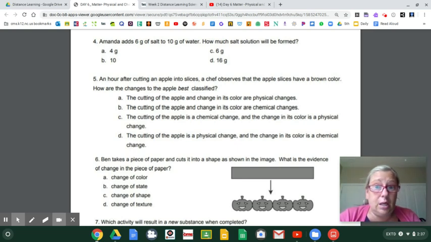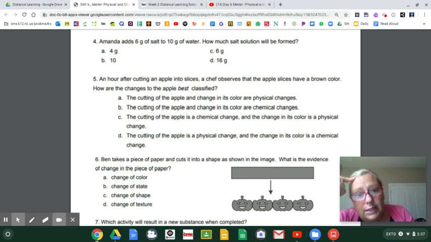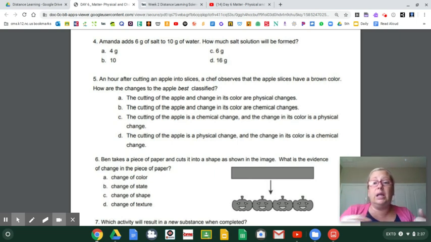I think maybe the next one says the cutting of the apple is chemical. Oh, I see it. I almost got it wrong. The cutting is chemical. No. And it says, and the change in color is physical. So what about the last one? The cutting of the apple is physical because it's still an apple when you cut it, and the change in color is chemical. I think I found it now.